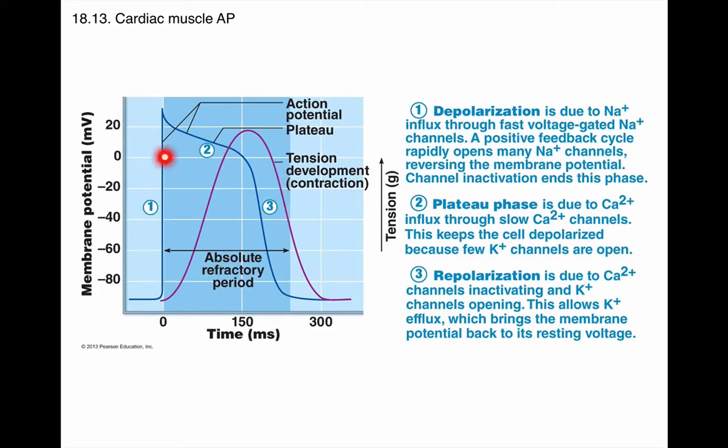So the blue trace is what's showing the action potential. On the other hand, this purple trace is showing you tension, or it's basically showing you how shortening is happening in the cardiac muscle cell. So this is like a composite figure. We'll compare this to skeletal muscle fibers in just a second.